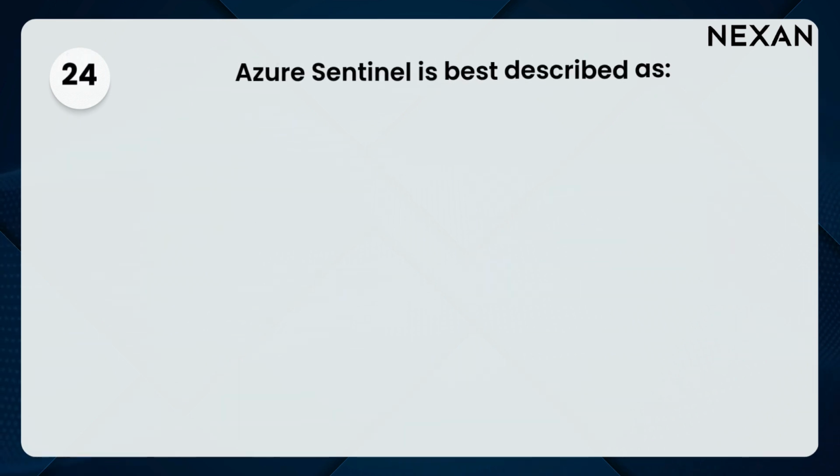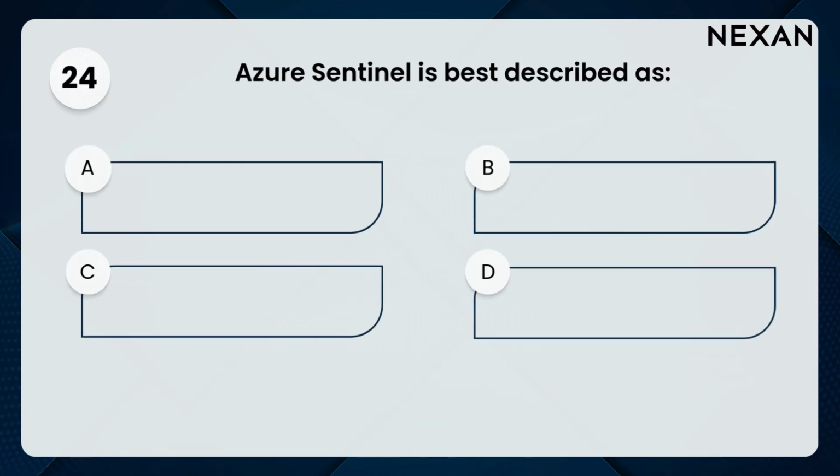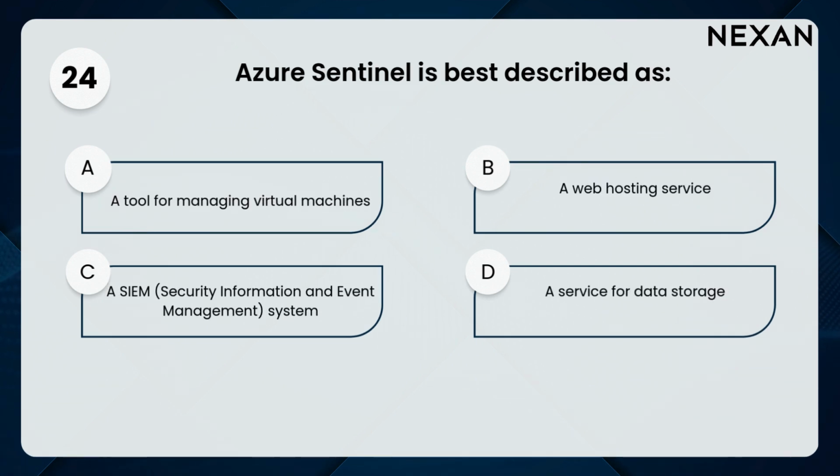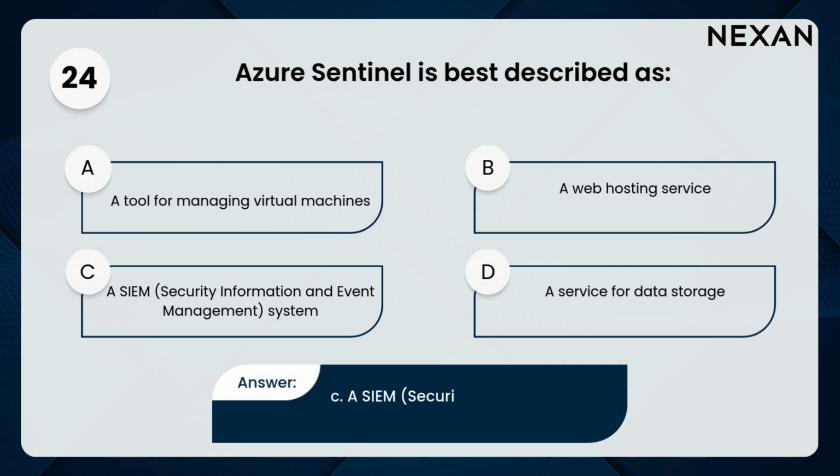24. Azure Sentinel is best described as A. A tool for managing virtual machines. B. A web hosting service. C. An SIEM, Security Information and Event Management System. D. A service for data storage. Answer. C. An SIEM, Security Information and Event Management System.